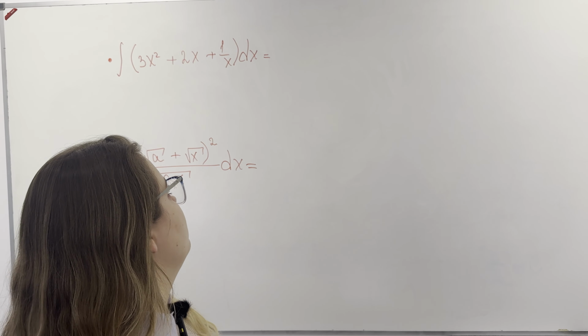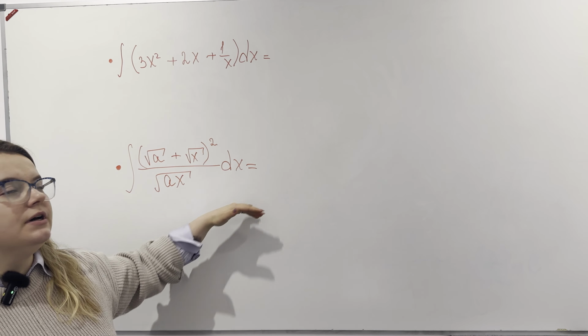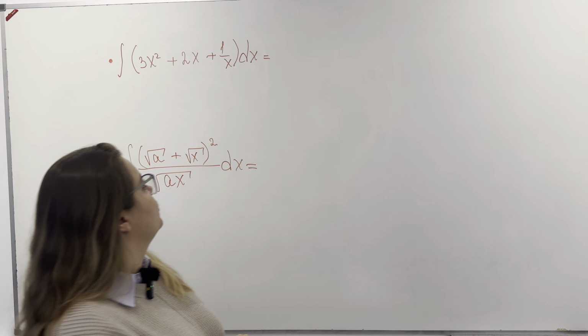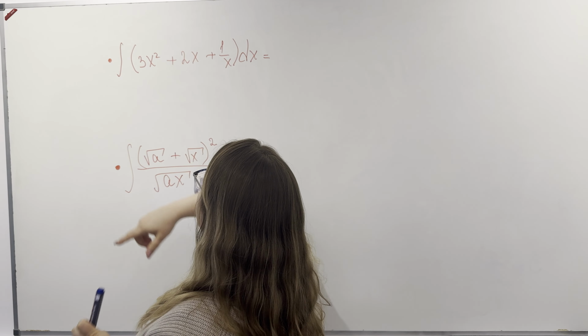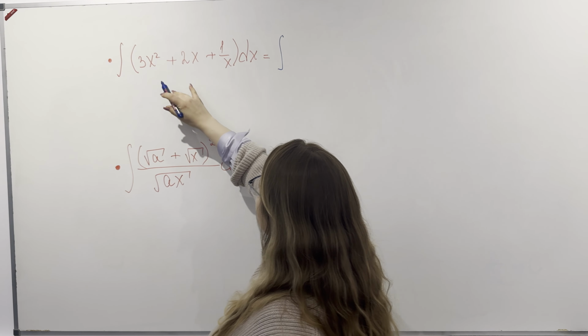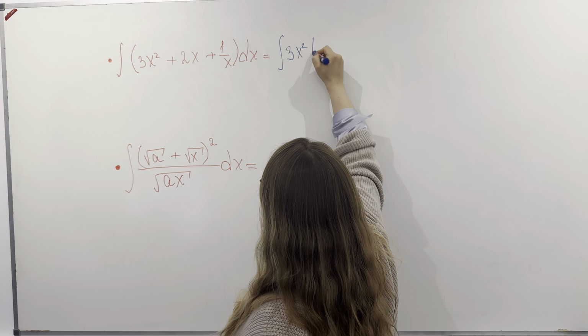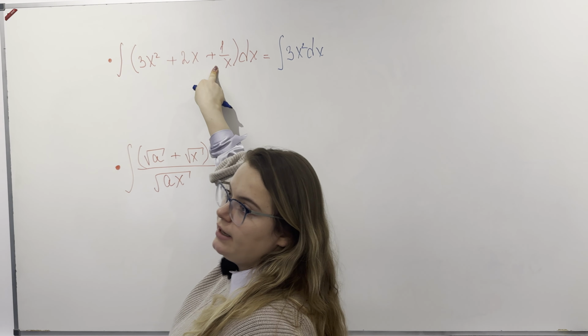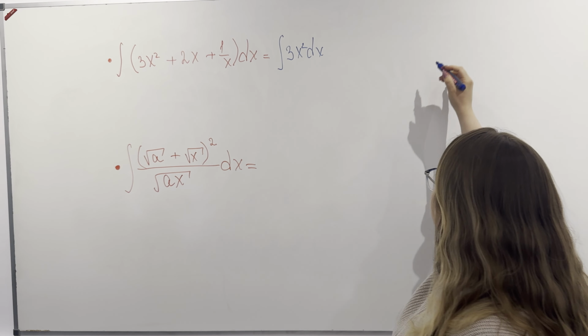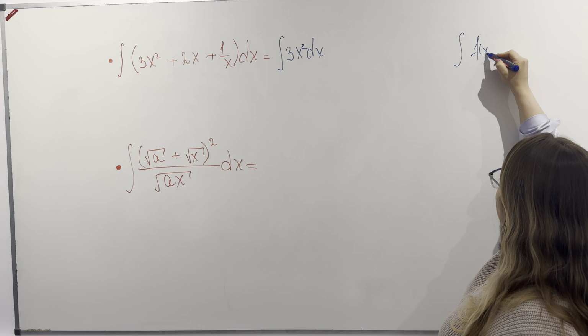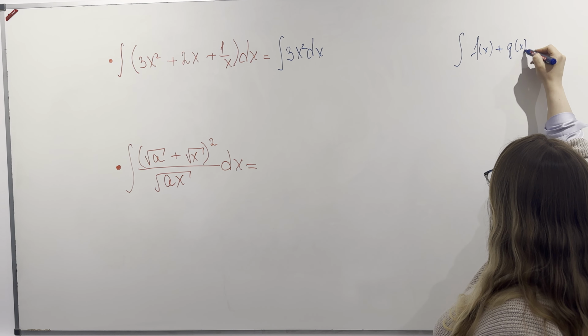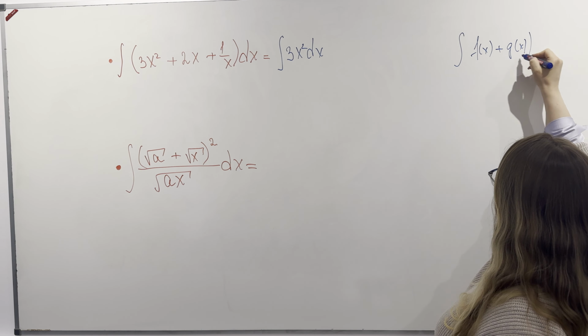Hello, today we are going to solve these two integrals, and let's start with the first one. So we can see here that we can divide our integral into three parts. 3x squared dx, because we have a sum here, and we know if we have an integral of f and g dx, it will be equal to the sum of integrals of f and g dx.